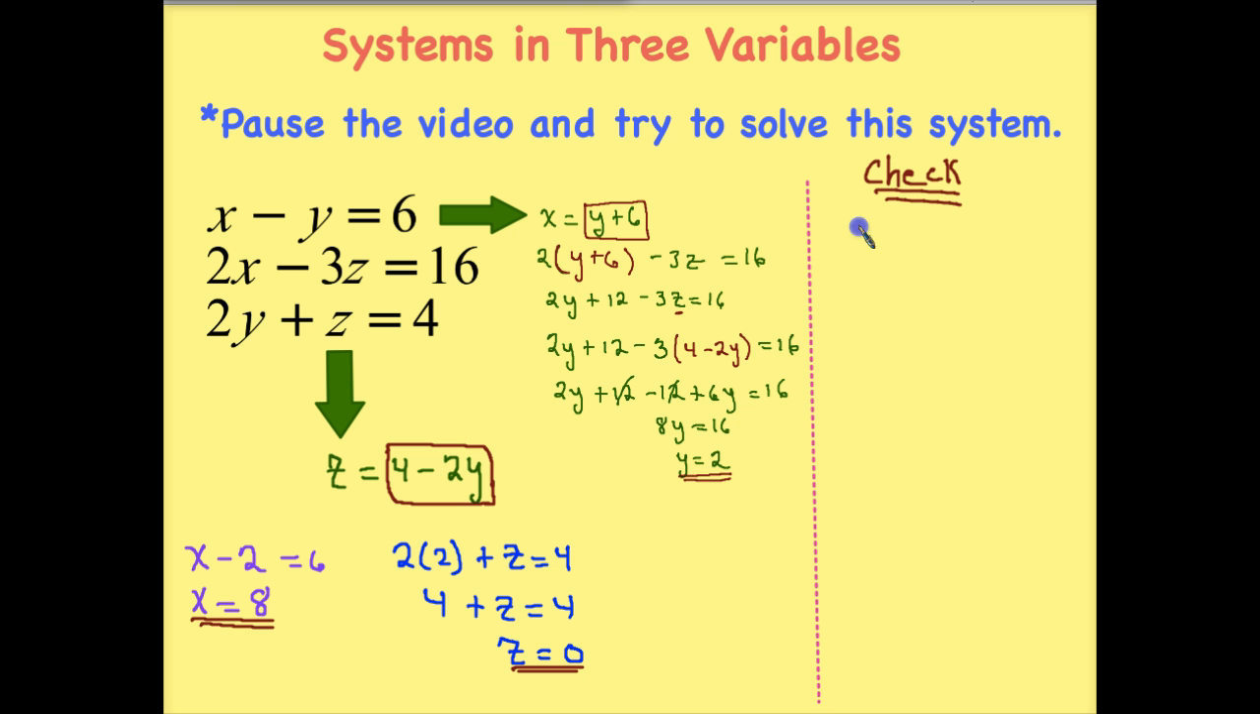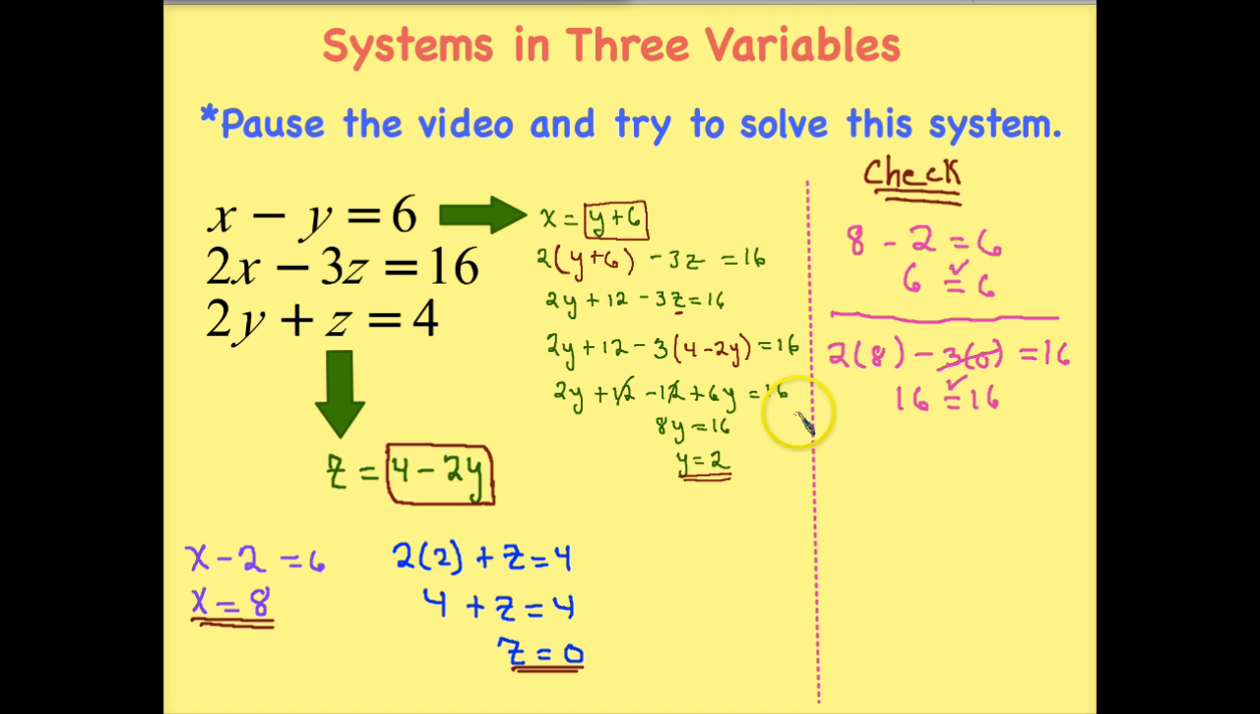In the first one, we would have 8 for x minus 2, and that should equal 6. Well, 8 minus 2 is 6, and 6 does in fact equal 6. Works there. Let's go ahead and try the second one. So we would have 2 times 8 minus 3 times 0, and that should equal 16. Well, 3 times 0 goes away, and we're left with 16, which does in fact equal 16. So in two of these, we know we have the right answers, but we need to check all three.